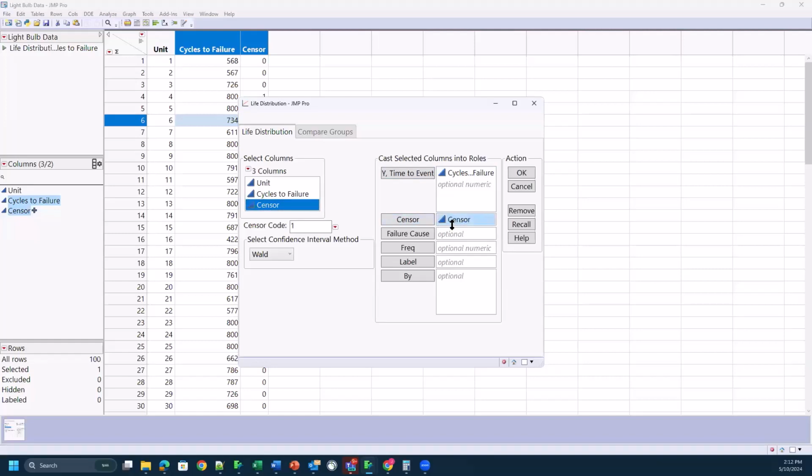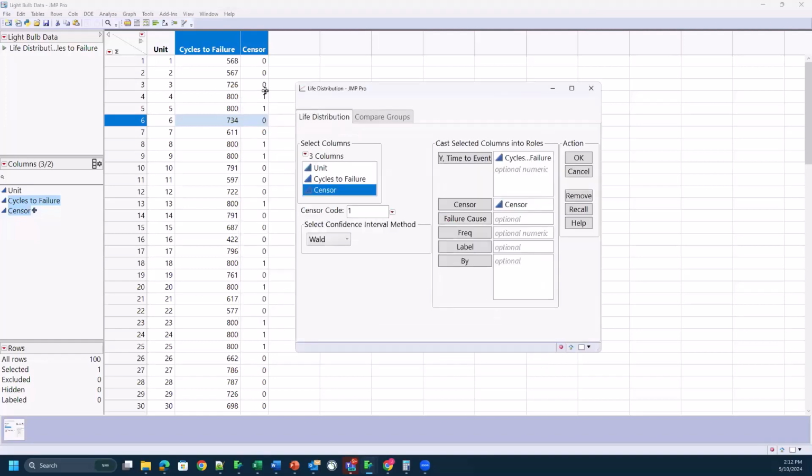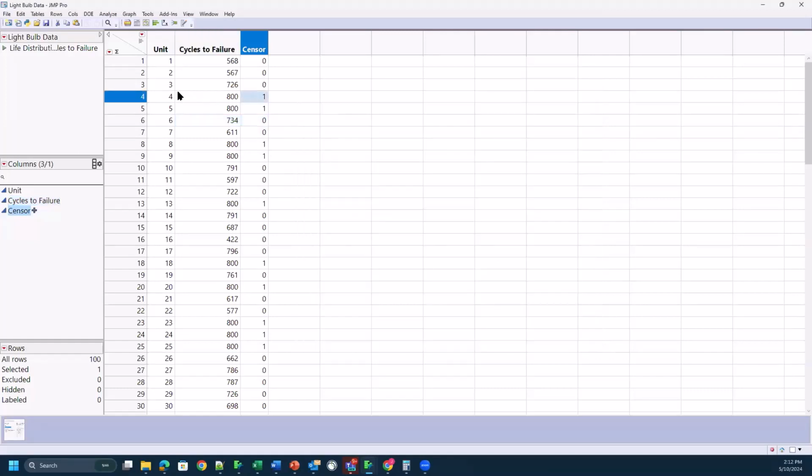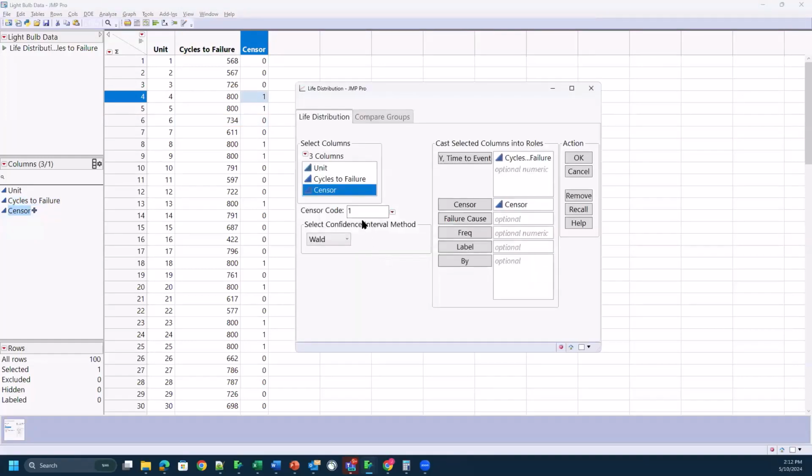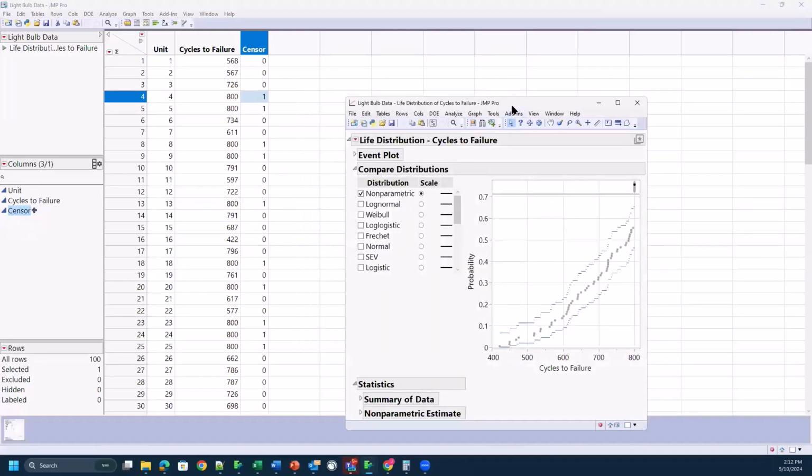So this is telling JMP, okay, we've got some parts that failed, some parts that did not fail. And over here, we get the opportunity to say what's our code for what has failed and what hasn't failed. So if it's censored, in our case, like part 4 here, we put a 1 in there indicating censoring. And so we'll just leave that as is. You can flip that around if you need to. Okay, so we'll say okay. And we get the life distribution platform and report.